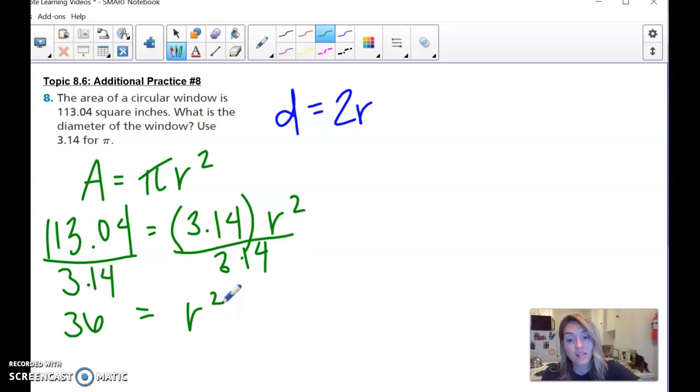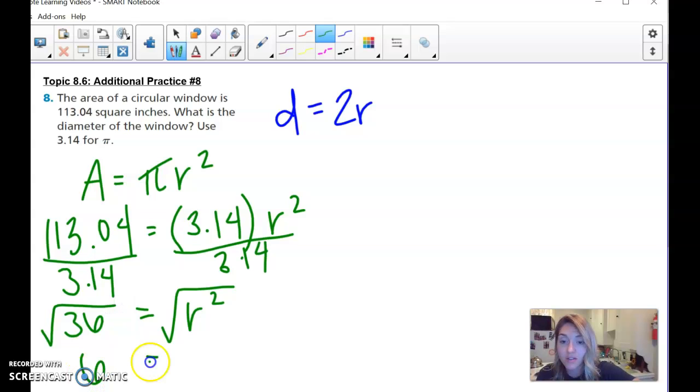In order to get the radius by itself, I need to take the square root of both sides. The square root of 36 is 6, and the square root of r squared is r. So now I figured out what my radius is.